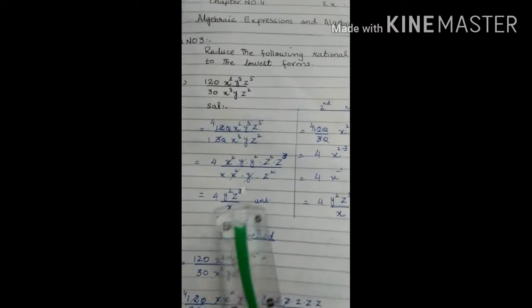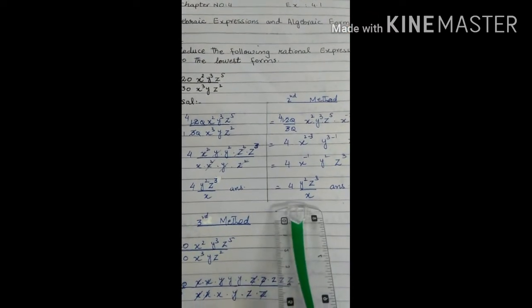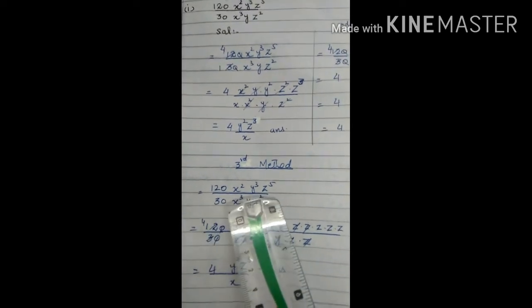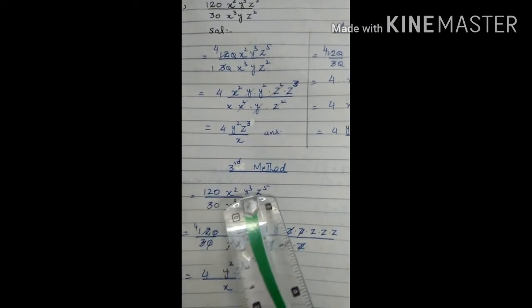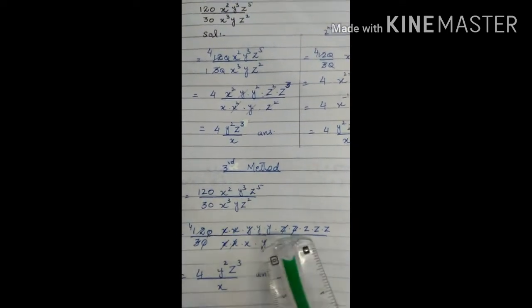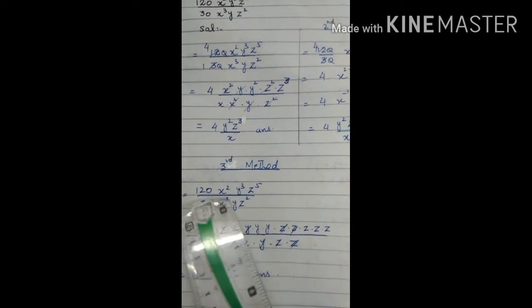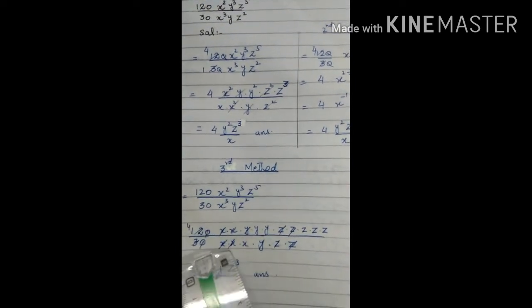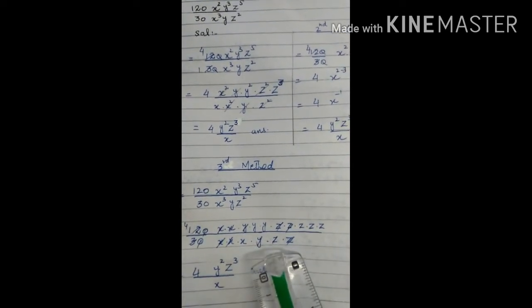You see, in both the methods we have the same answer. Now move towards the third method of the same question. 120 x square y3 z5 over 30 x cube y z square. Split up the variables into the lowest terms: x square means 2 times x, y cube means 3 times y, z5 means 5 times z. In the denominator, x3 means 3 times x, y means y, z square means 2 times z.